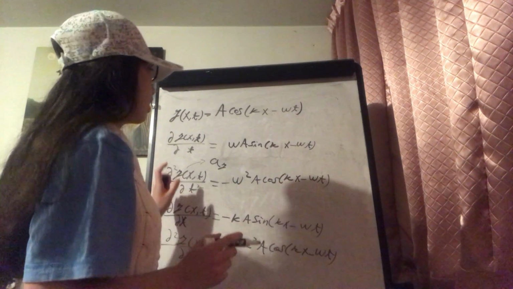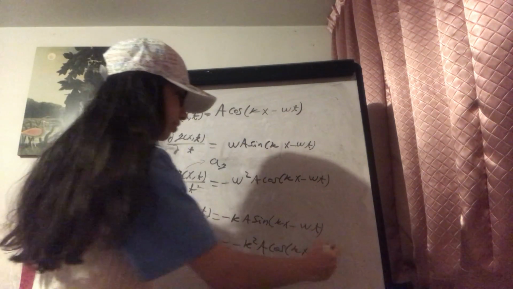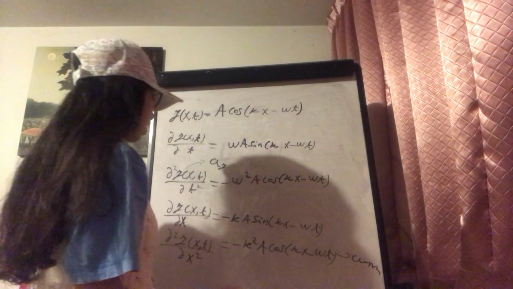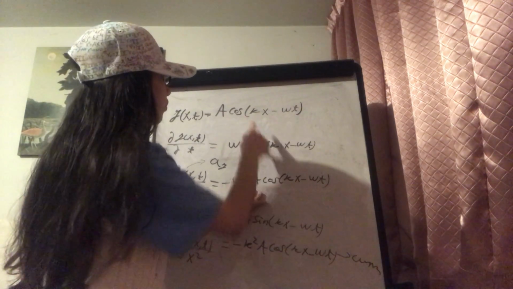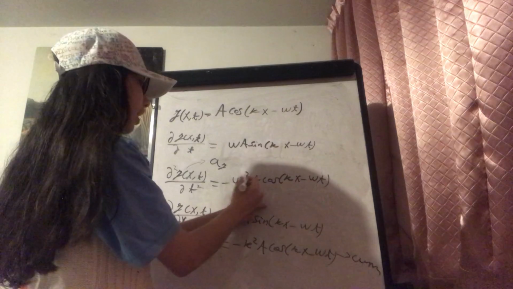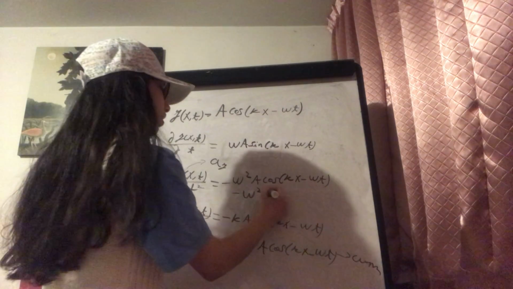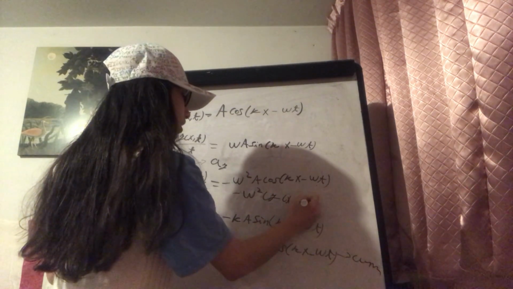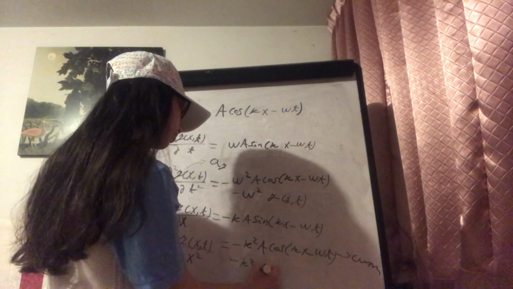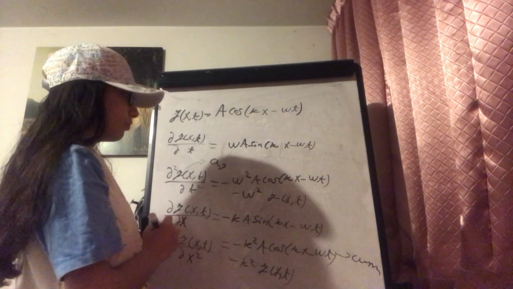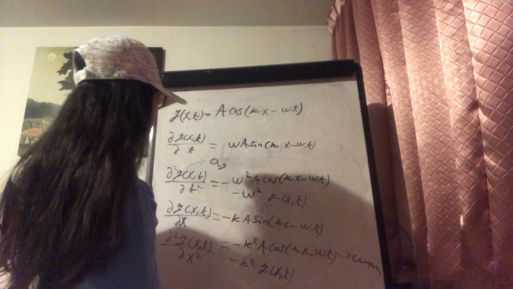Because here we're talking about distance, remember that now this second derivative is the curvature. So we have acceleration and curvature. Here we have minus omega squared A cosine of kx minus omega t, which is the same as minus omega squared times y of x,t. And this is the same as minus k squared times y of x,t.